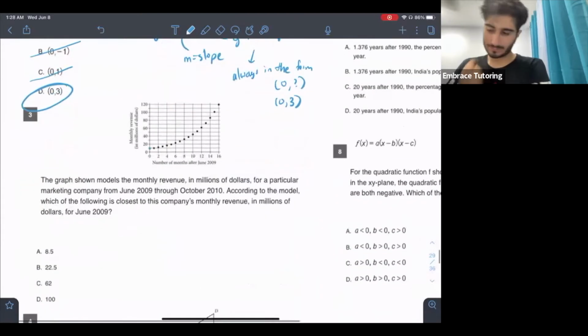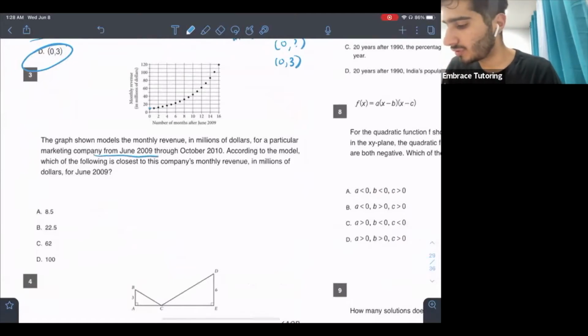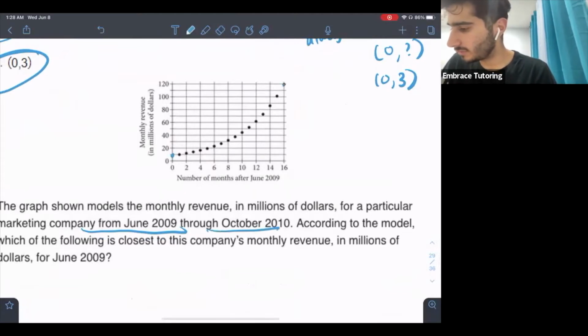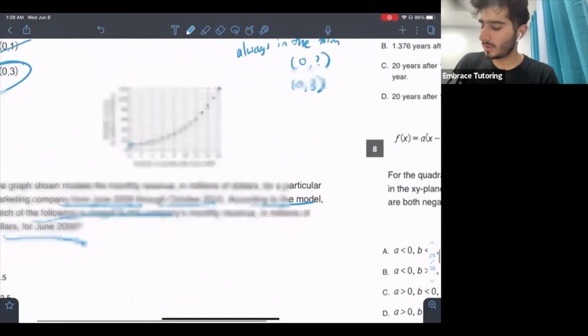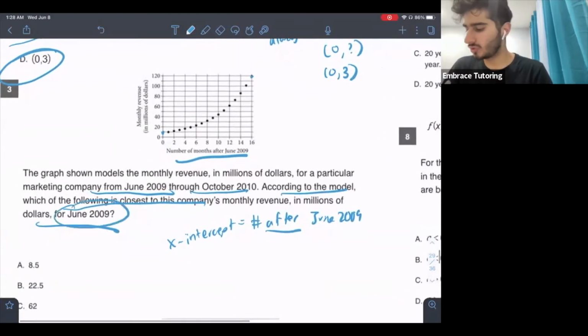Question 3. The graph shown models the monthly revenue in millions of dollars for a particular marketing company from June 2009, which is right here, through October 2010, which is right here. According to the model, which of the following is the closest to the company's monthly revenue for June 2009? Since the x-intercept represents months after June 2009, and then the question is asking for June 2009.